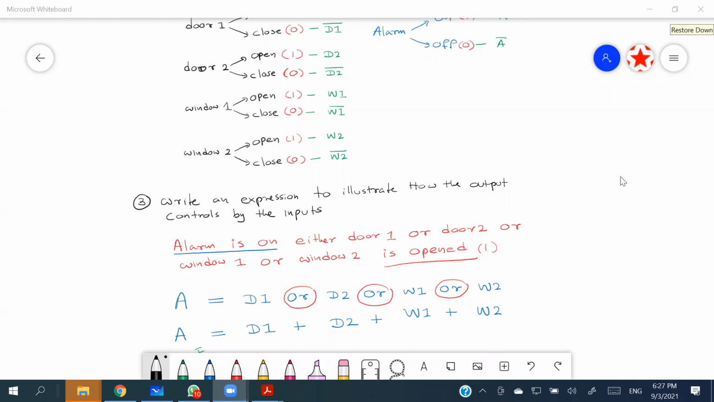In Boolean algebra, the OR gate operation is indicated by a plus. That is why we write the OR as a plus. We indicate the OR gate with a plus. So we match that OR with a plus sign. That is why.